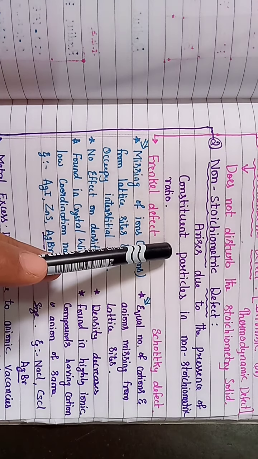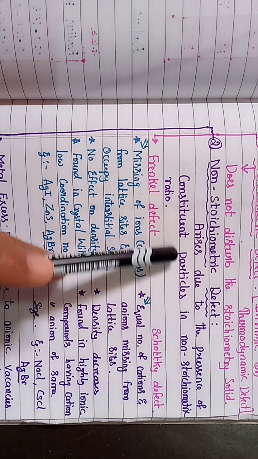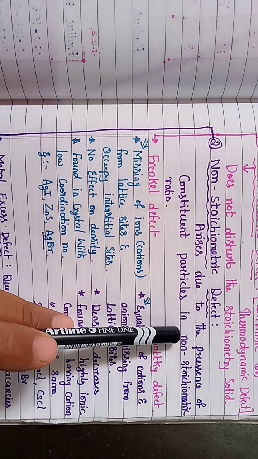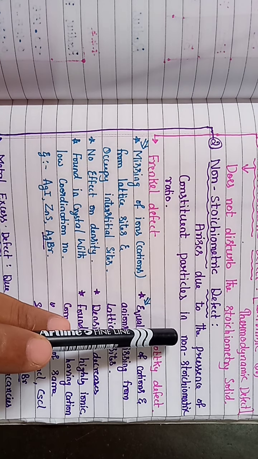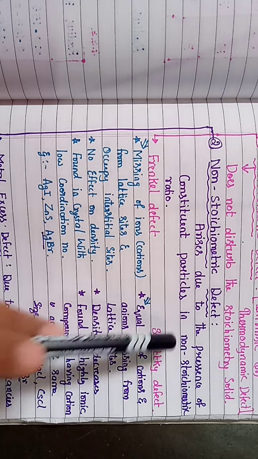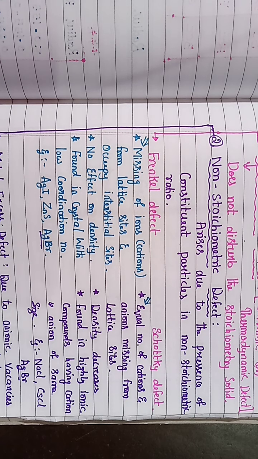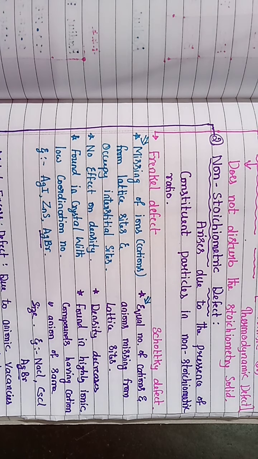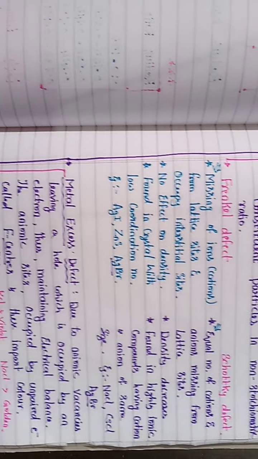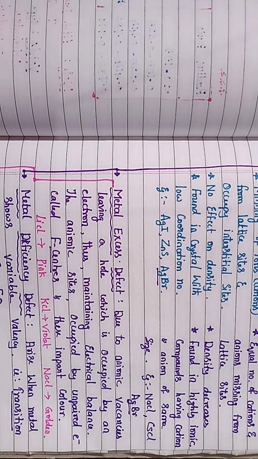It arises due to the presence of constituent particles in non-stoichiometric ratio. If the defect gives rise to a disturbance in the stoichiometry of the solid, it is called non-stoichiometric defect. In that, the first one is metal excess defect. The first type is metal excess defect.